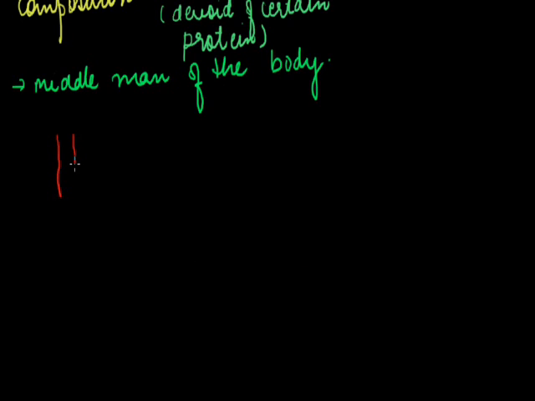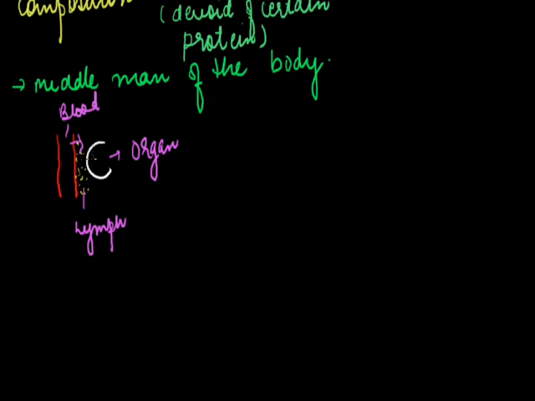If this is blood and this is any organ, this lymph is present between organ and blood and helps in exchange of material. This is organ, this is blood, this is lymph. Exchange of material takes place with the help of lymph. The blood gives a substance to the lymph and lymph gives it to the organ. Therefore, it is regarded as the middleman of the body.